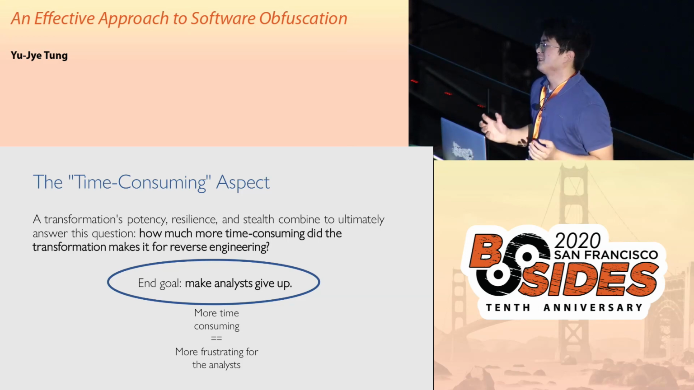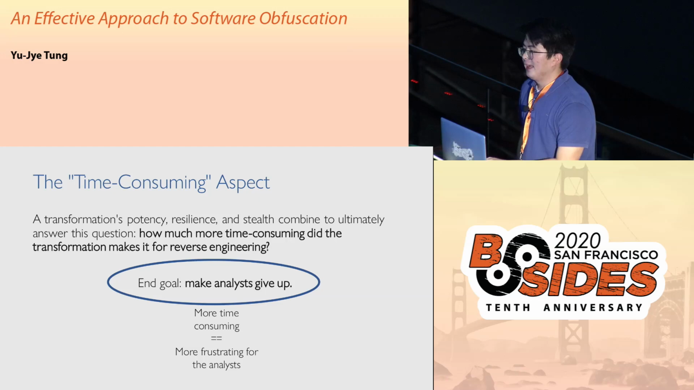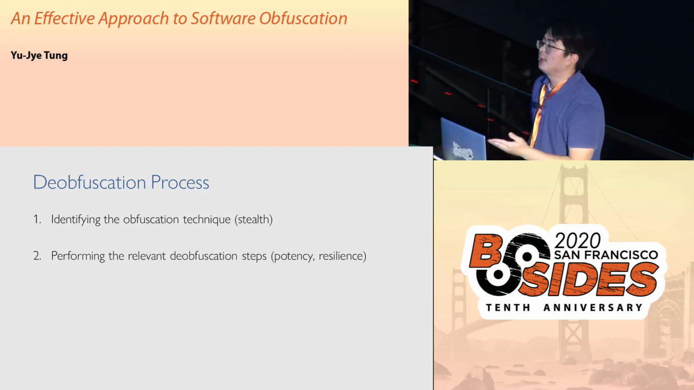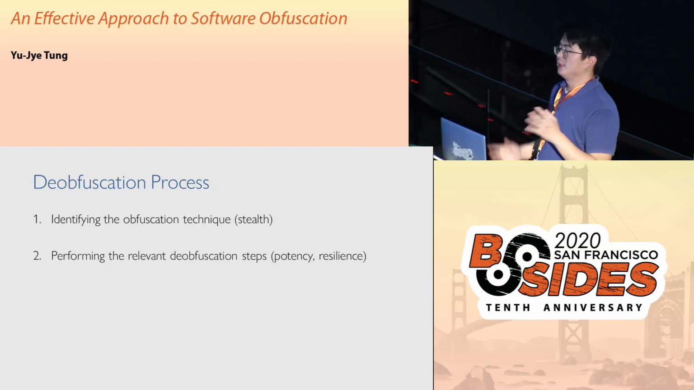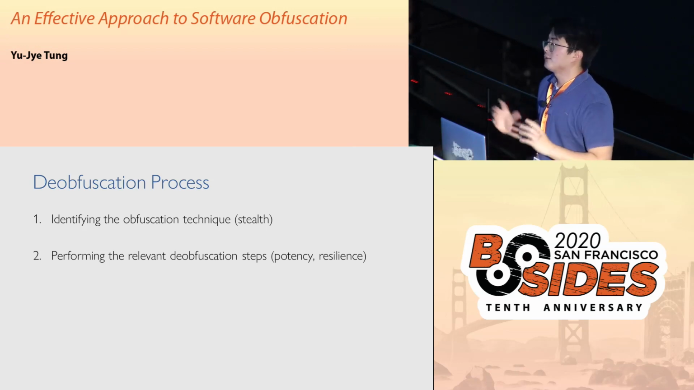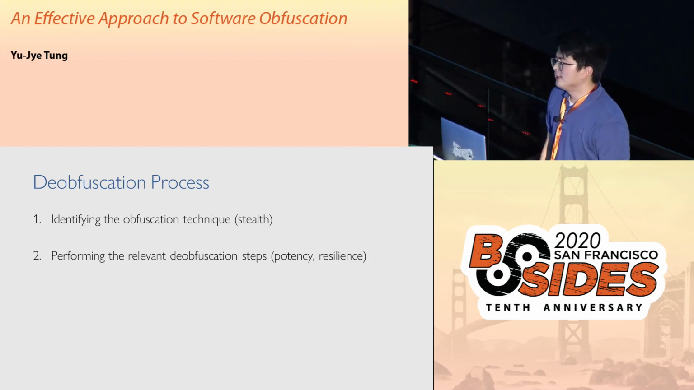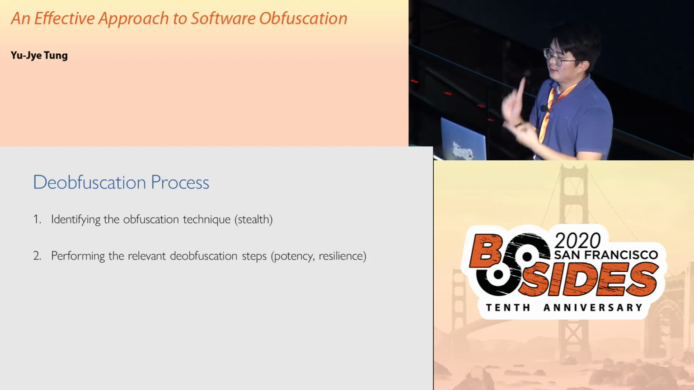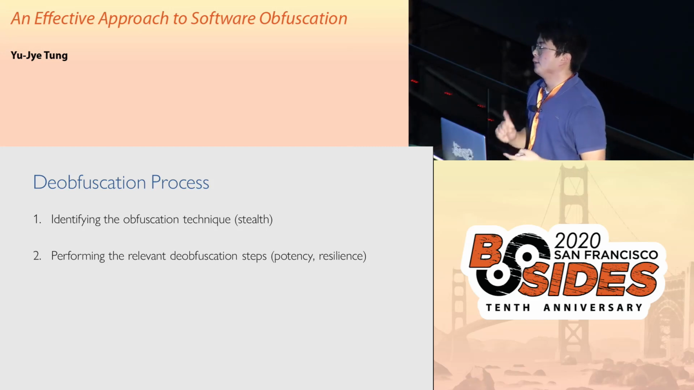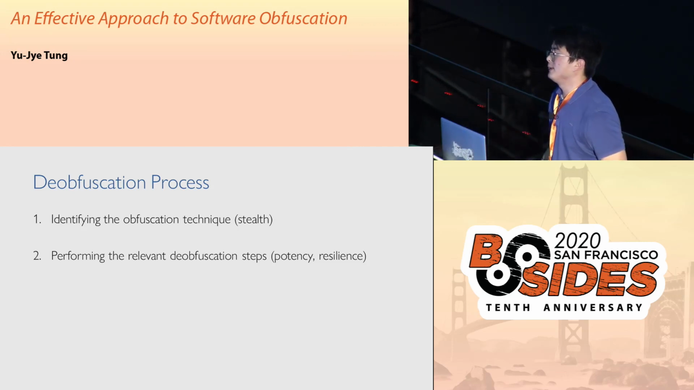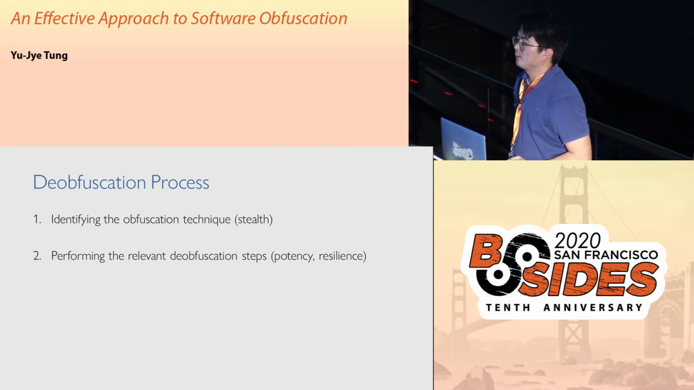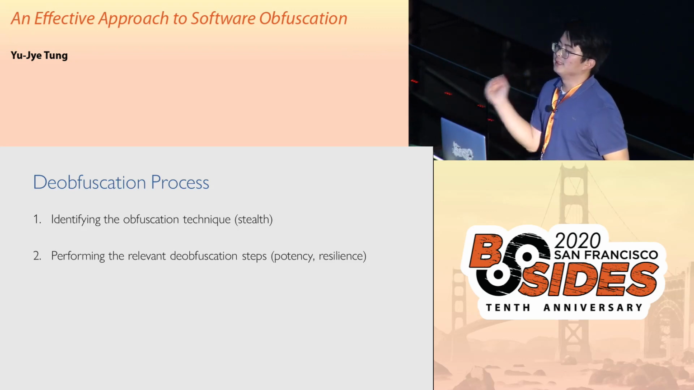So now the question is, how do we maximize this time-consuming aspect? To answer that, let's look at the deobfuscation process, because this generic deobfuscation process maps really well to the three properties we just discussed. For deobfuscation, usually the first step is to identify the obfuscation technique. The ability of an analyst to perform this step really depends on the stealth property. So the stronger the stealth property, the harder it is to perform this step.